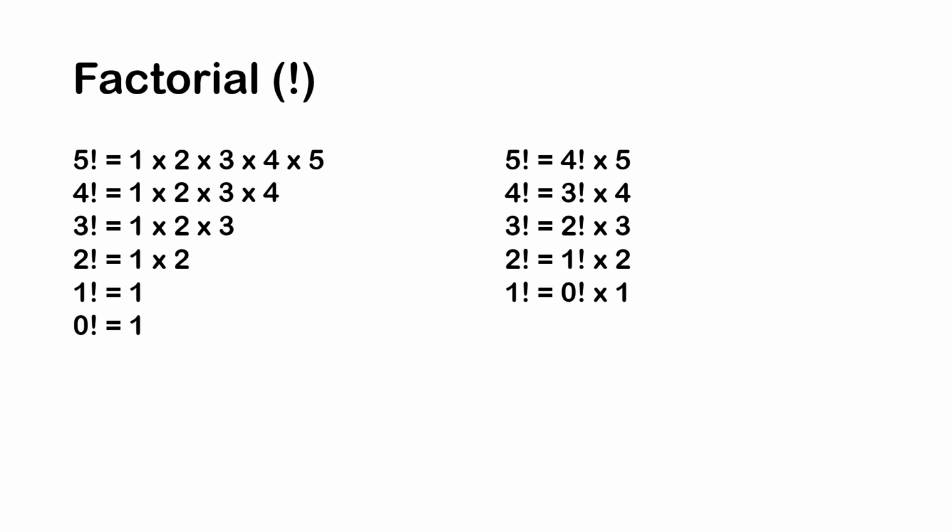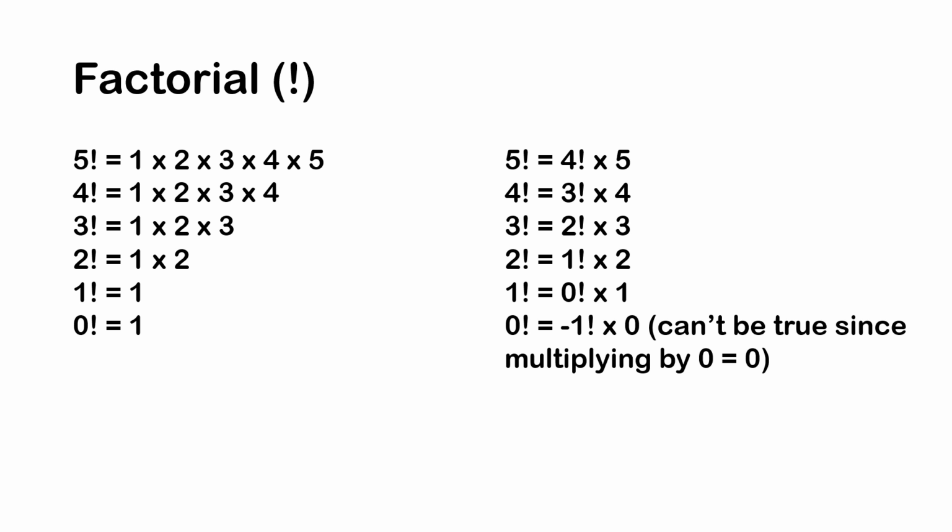If we try to continue our pattern, however, we will get 0 factorial is equal to negative 1 factorial times 0. And we know this can't be true, since multiplying by 0 would give us 0, and 0 factorial is supposed to be equal to 1. So, we have reached our base case. We cannot apply our recursive formula anymore, and instead we will stop if we get to 0 factorial.